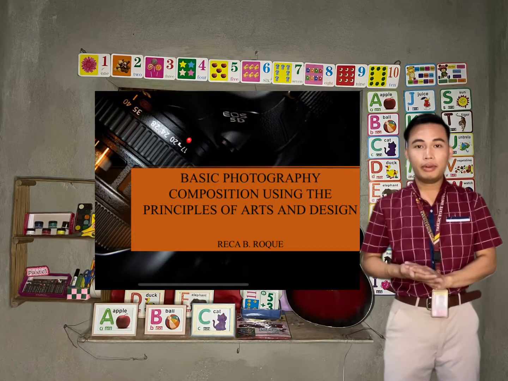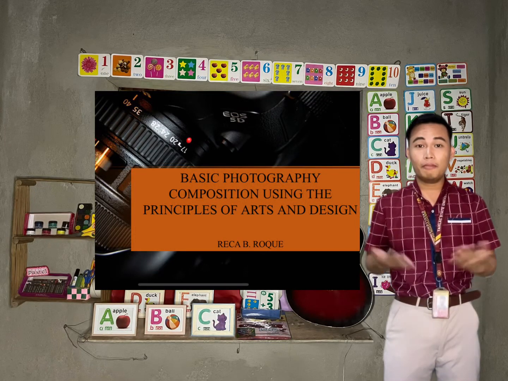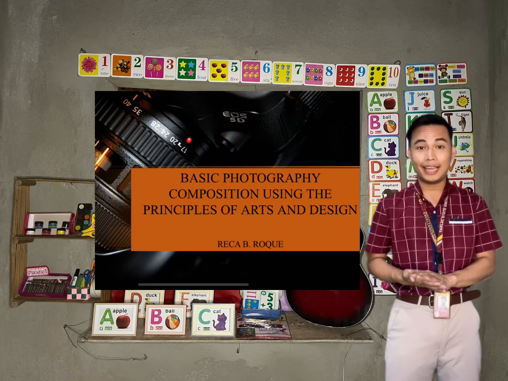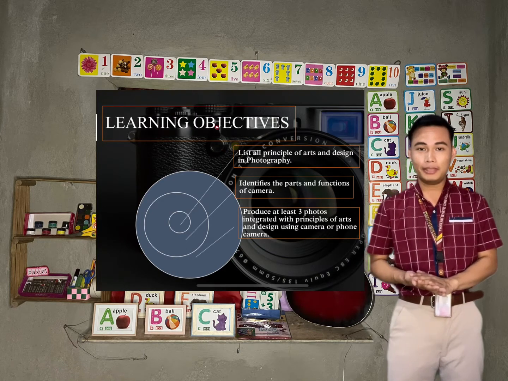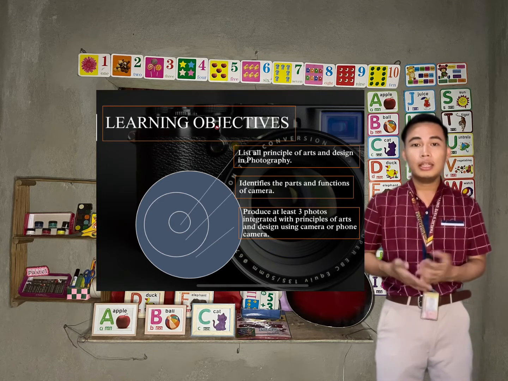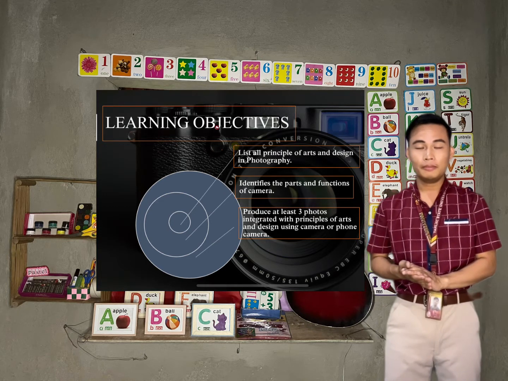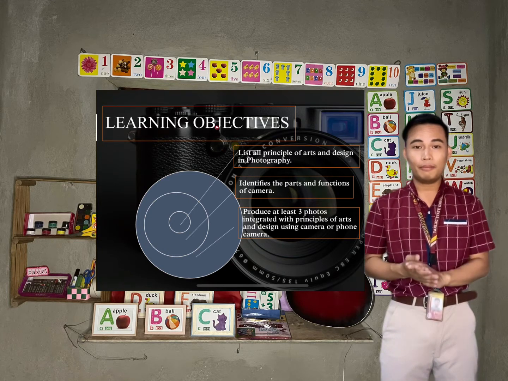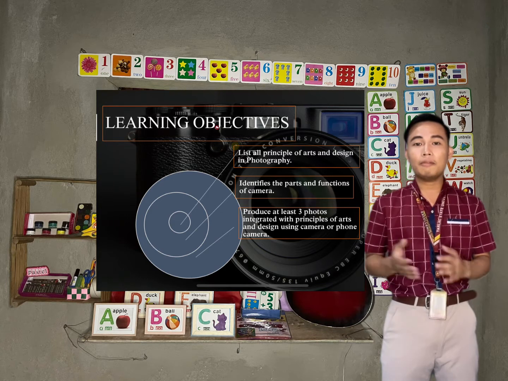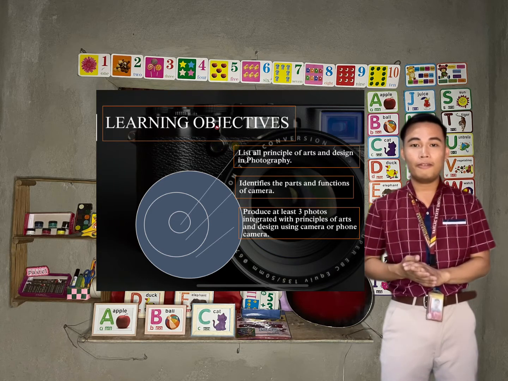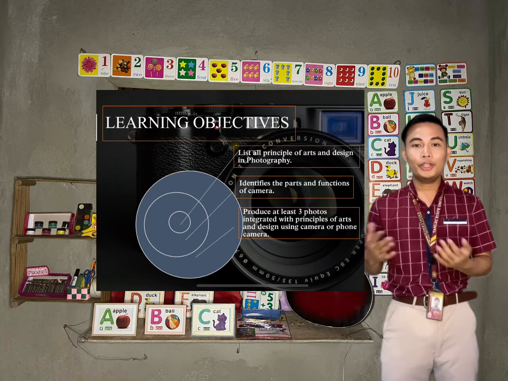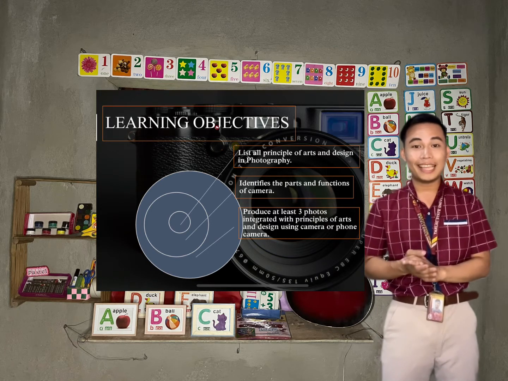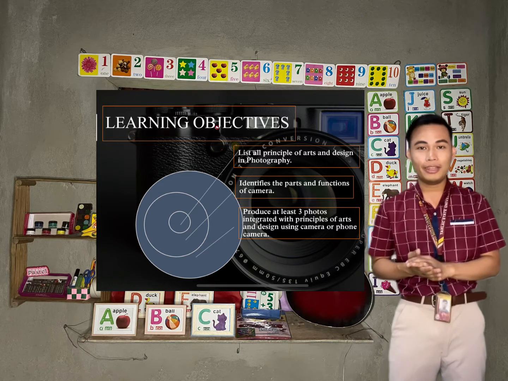Good afternoon everyone. Our lesson for today is all about basic photography composition using the principles of arts and design. Our learning objectives: at the end of the discussion, the students will be able to list all principles of arts and design in basic photography, identify the parts and functions of a camera, and produce at least 3 photos integrated with principles of arts and design using a camera or phone camera.